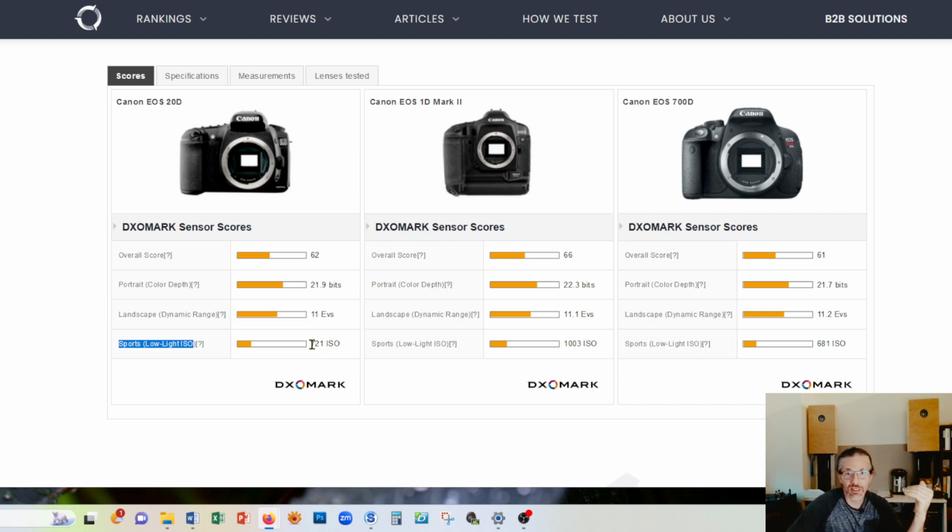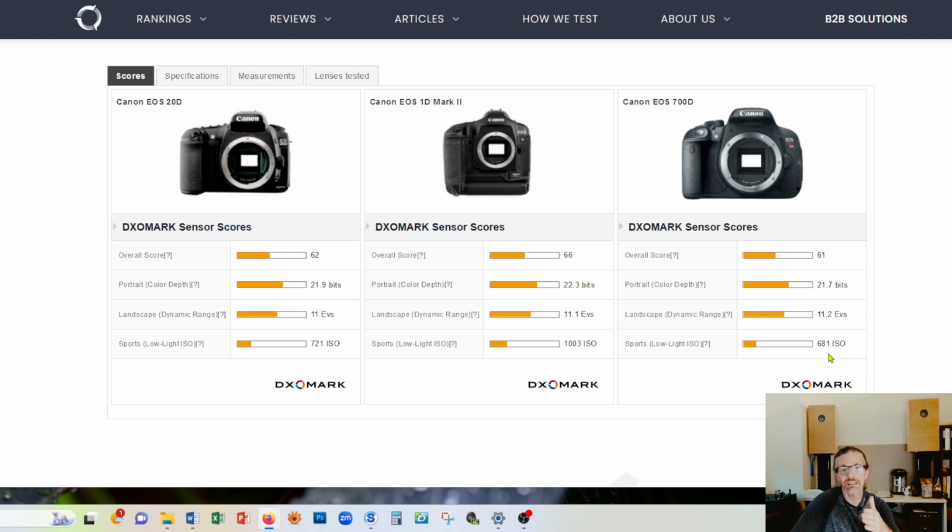And basically, it means that when it says ISO 721, it means that ISO 640 is the last ISO that you can click on the camera. And if you would click on ISO 800, ISO 800 is not meeting those standards anymore. And same thing here in the 1D Mark II, 1003 ISO. So it means if you set the camera to ISO 1000, you meet that criteria, but ISO 1250 doesn't meet that criteria anymore. And then we have the same thing here with the 700D. It says ISO 681. So it means that ISO 640 meets the criteria and 800 doesn't.